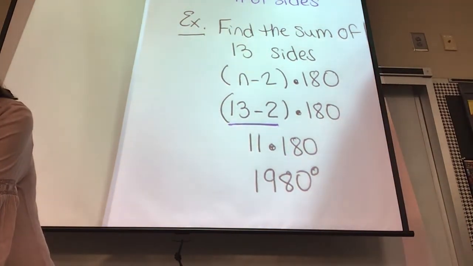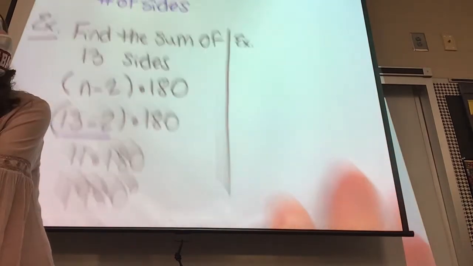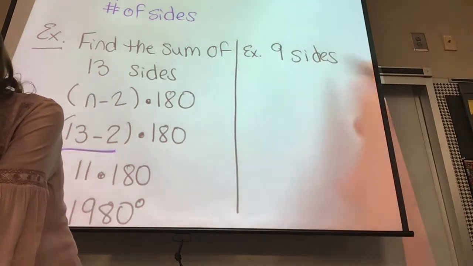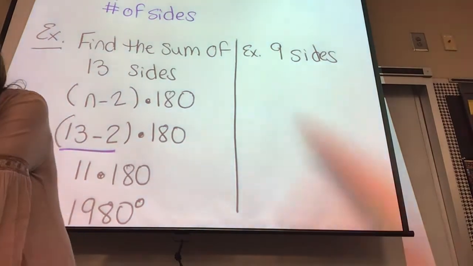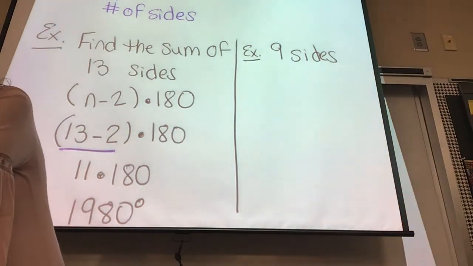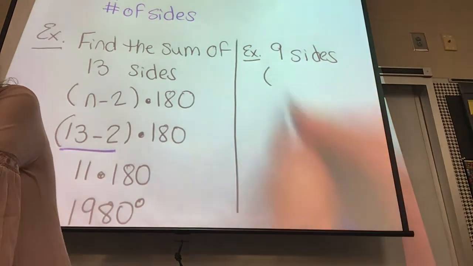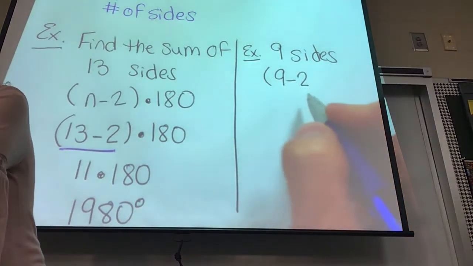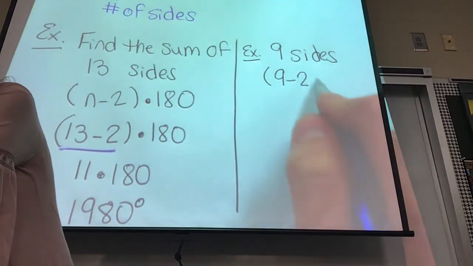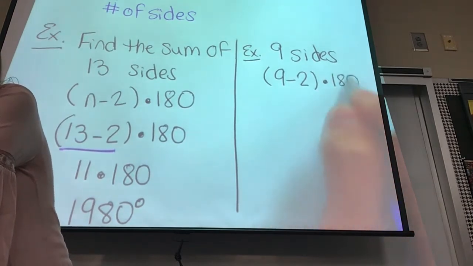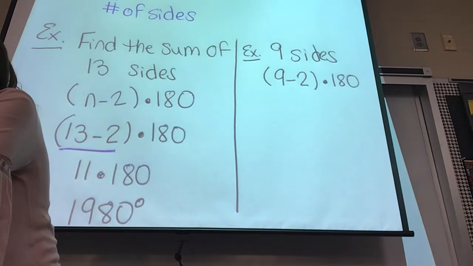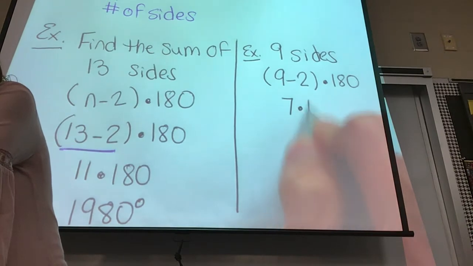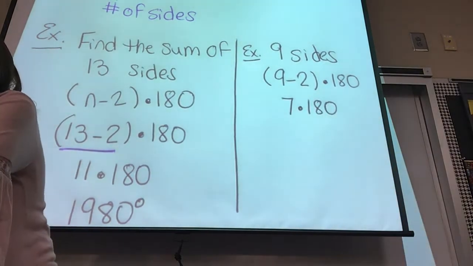So this time, I'm going to shift it over again. Let's do 9 sides. So if I want to do 9 sides, this time I'm going to do what? It's going to be 9 minus 2, because we plug that in place of n, then times 180. So 9 minus 2 is 7. So now 7 times 180 is going to give me an answer of what?